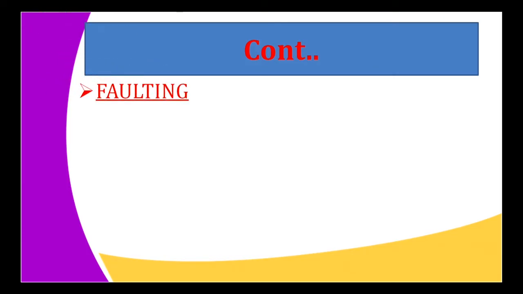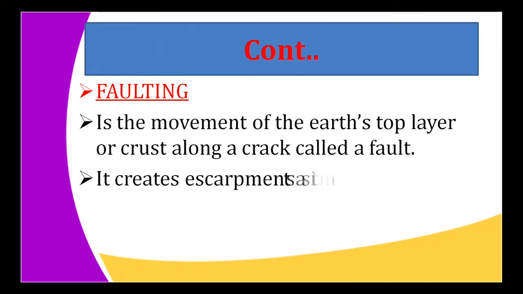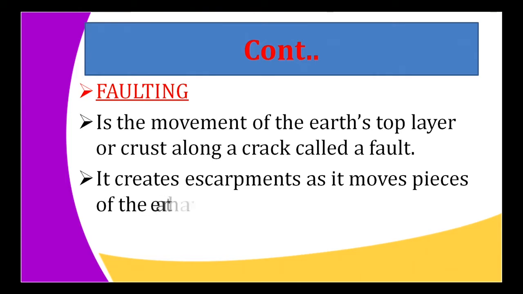Escarpments can also be formed by faulting. In faulting, we have the movement of the Earth's top layer or crust along a crack called a fault. So when these crust layers move along, they may end up cracking, and as a result, a fault may be formed. So it creates escarpments as it moves pieces of the earth around. So when the pieces of the earth's crust are moving around, an escarpment is likely to be formed.